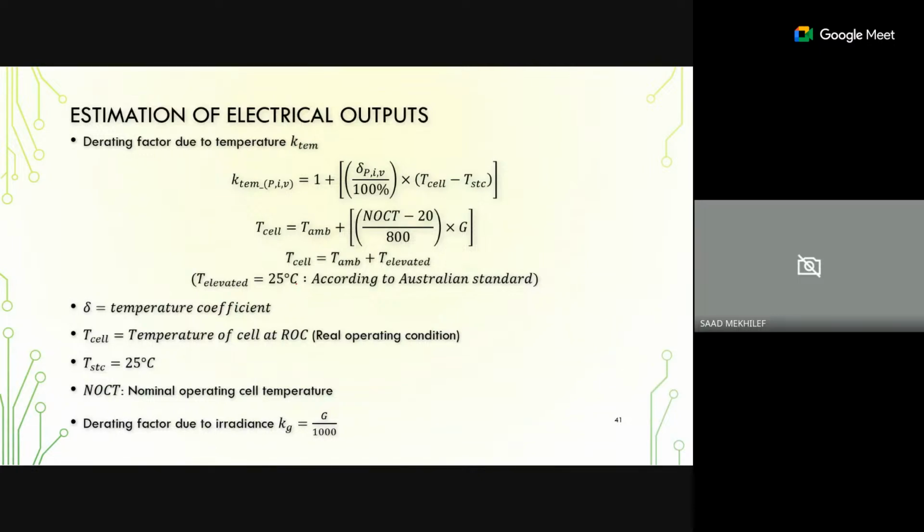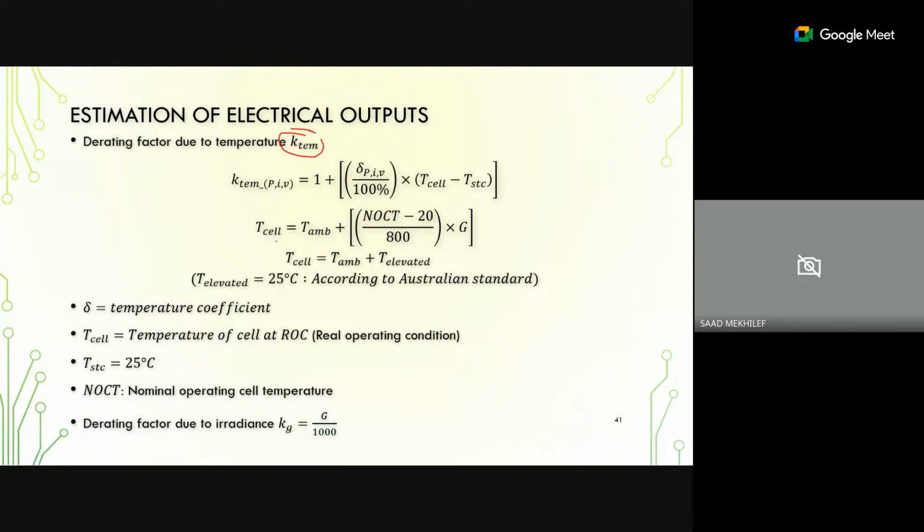This is what you call the derating factors, which takes me to the design for the inverter sizing and so on. So what are the derating factors due to temperature? We have a derating factor due to temperature. As we said before, the cell's temperature is much higher than the ambient temperature.